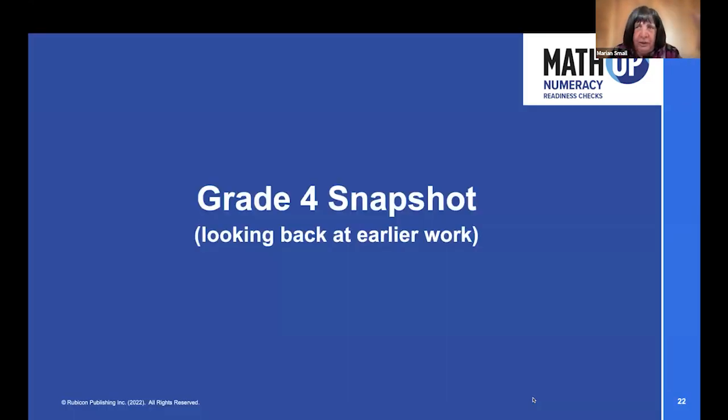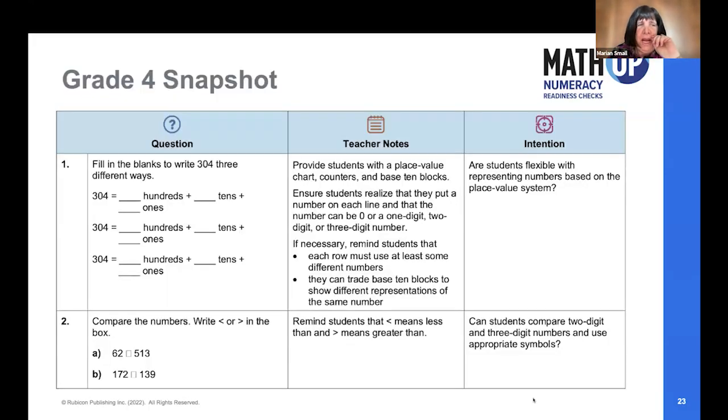I'm just going to show you a little bit of what a snapshot looks like, and I just randomly picked grade 4. So a snapshot question will be about a lot of different topics. It's the ones I chose as I thought maybe most critical in number. So in grade 4 snapshot, which looks at grade 3 material and earlier, you can see that question 1 is about place value. Does a kid understand that 304 is not only three hundreds, 0 tens, and 4 ones, but also 200s, 10 tens, and 4 ones, and a bunch of other things?